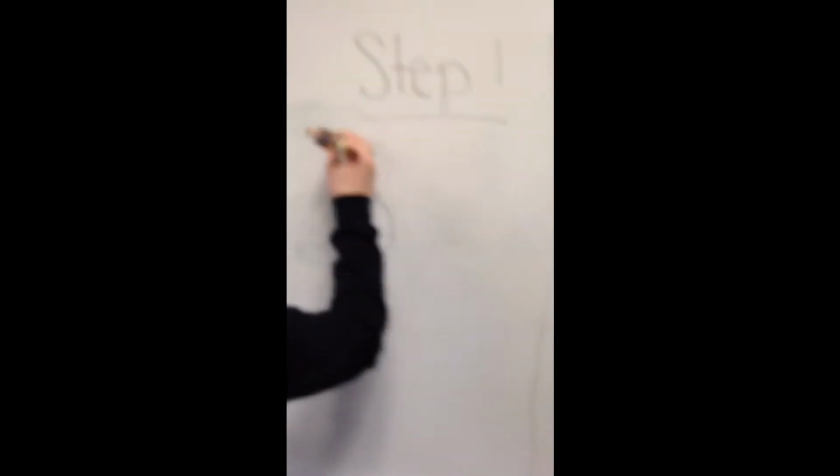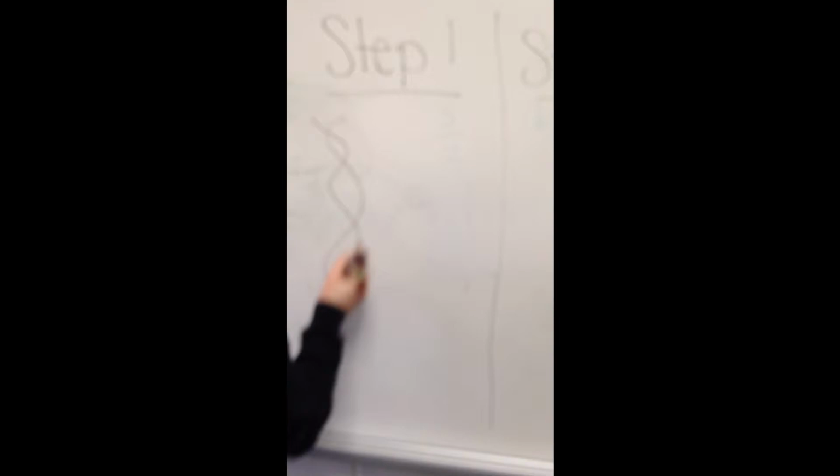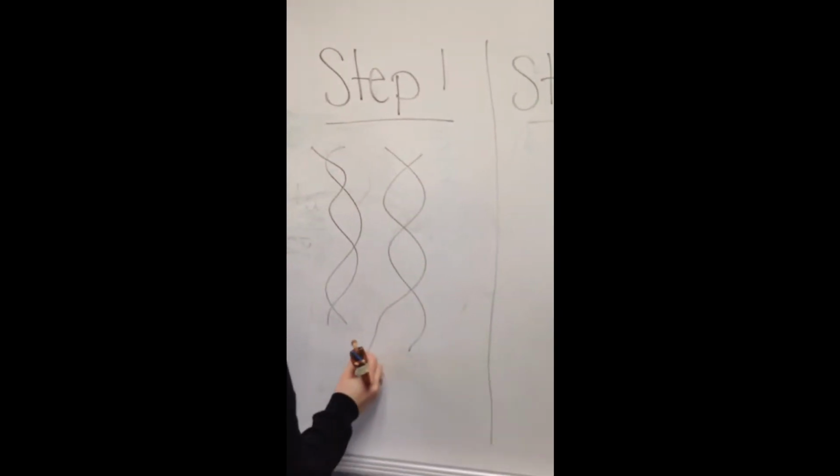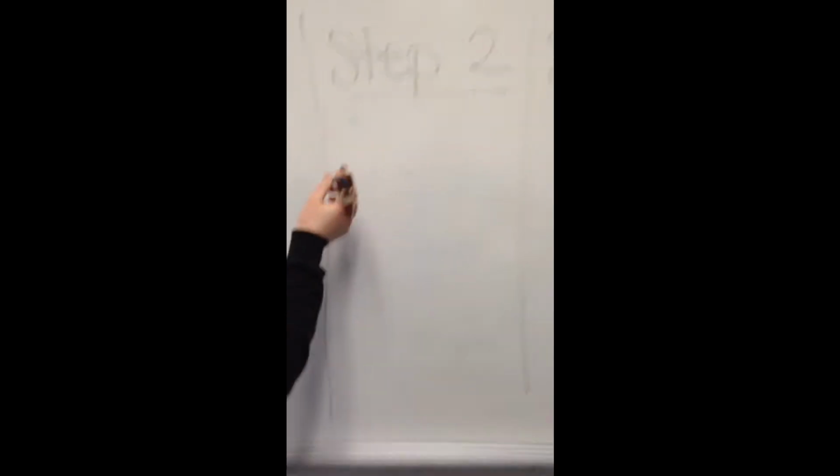Step 1. The double helix has to unwind. The two complementary strands of DNA separate from each other and form Y shapes.